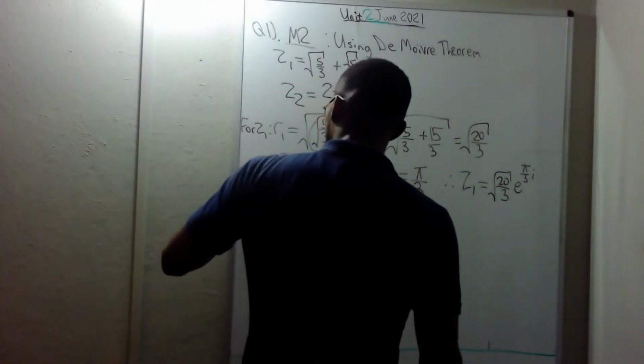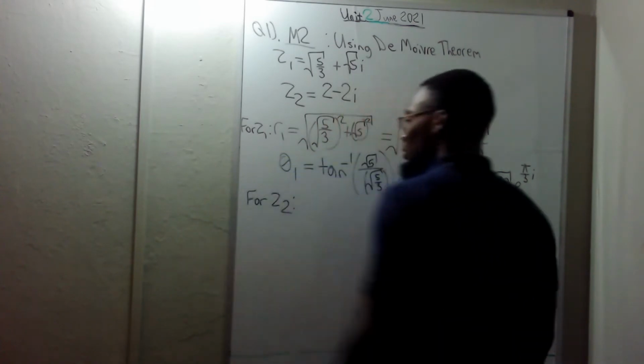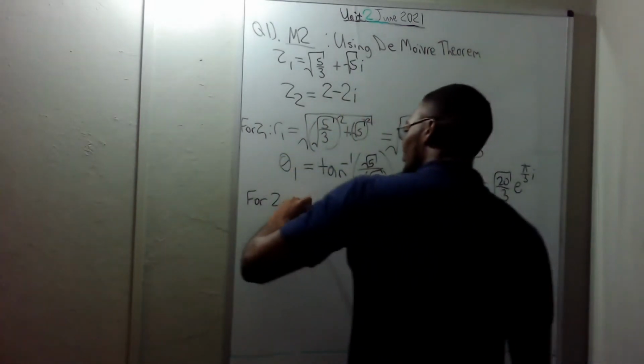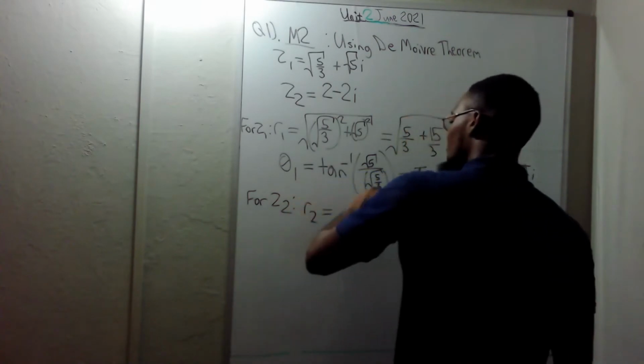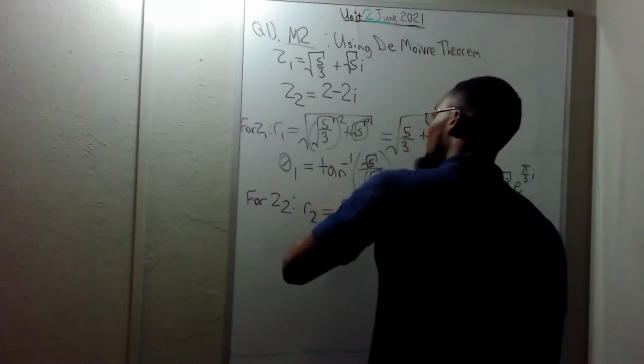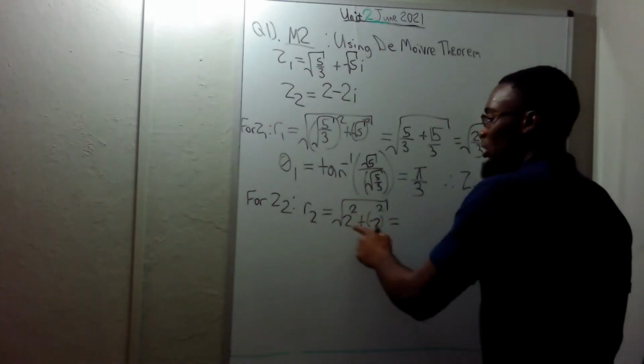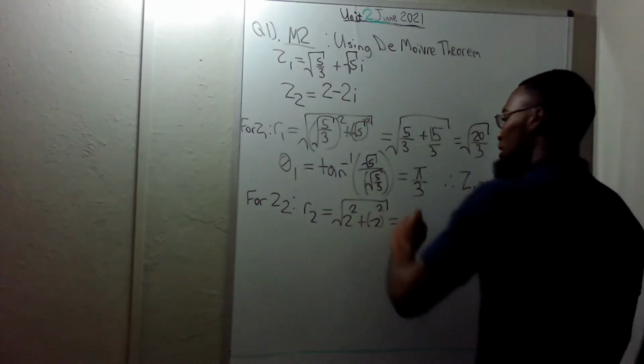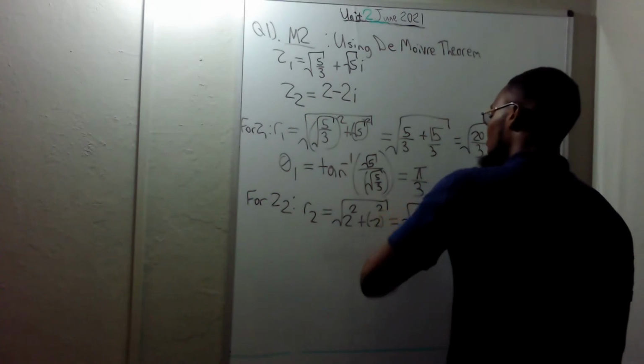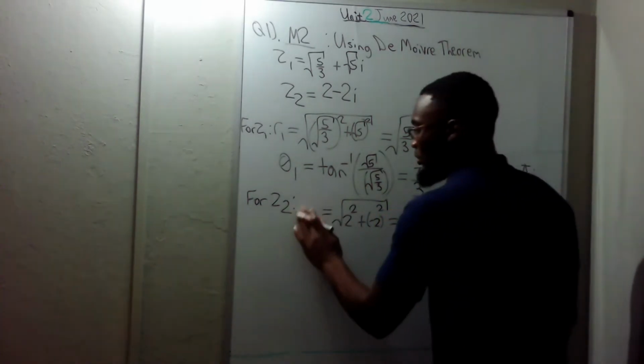Now once you find z1, you can now simplify z2. So we can write for z2, we do the same and find r2. r2 is the square root of 2 squared plus negative 2 squared. 2 squared is 4, 2 squared is 4, 4 plus 4 is 8. This is the square root of 8. That's r2.